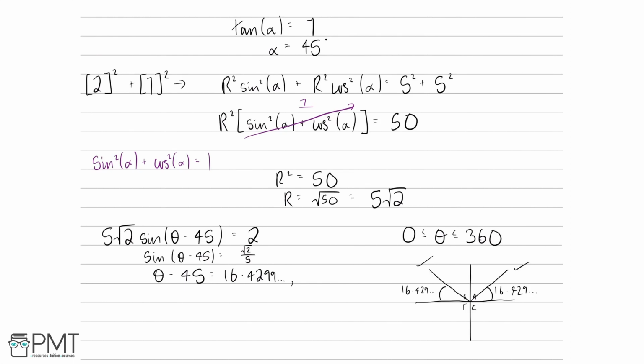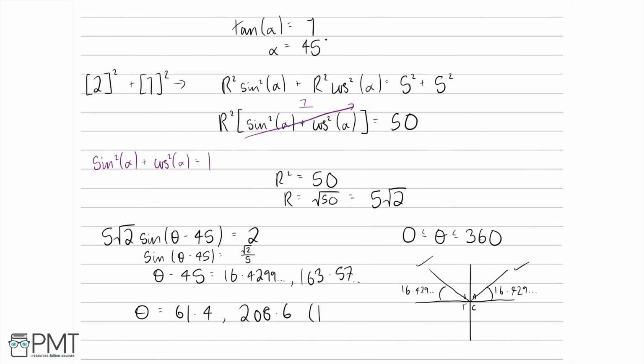The full way round is going to be 180 minus that solution. So 180 minus 16.4299 etc. will give me 163.57 etc. And we don't have any more solutions, because if you go around this 360 degrees, we only get 2 solutions. Now these are the answers for theta minus 45, but we're looking for the answers for just theta. So let's add 45 to both of these solutions. 16.4299 plus 45 gives us 61.4, and 163.57 plus 45 gives us 208.6.